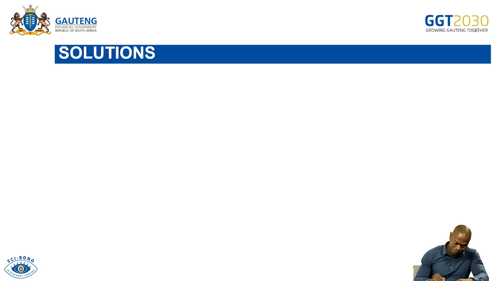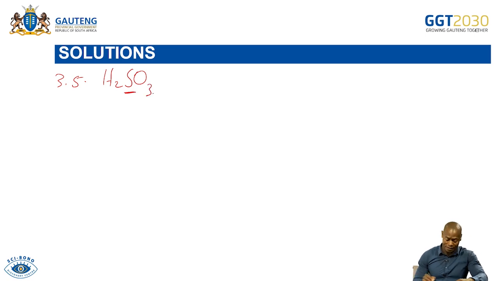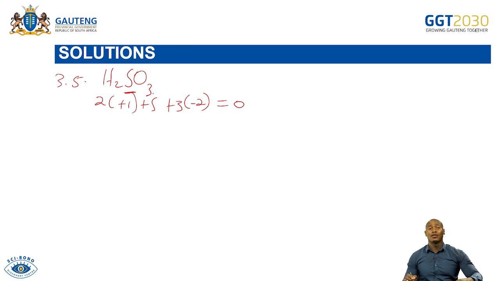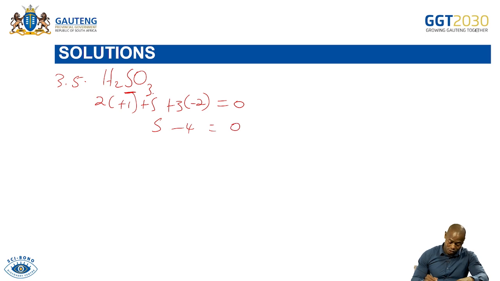So I'm having 3.5, which is H2SO3. So they're looking for the oxidation number of sulfur there. So it's 2 into plus 1 plus sulfur plus 3 into negative 2. This should be equal to 0. So when you add all those oxidation numbers, they must give us 0. This is the neutral compound. So for sulfur, 3 times negative 2 is negative 6. So what is negative 6 plus 2? I'm having negative 4. So it's minus 4 here equals 0. Then sulfur is going to be plus 4.